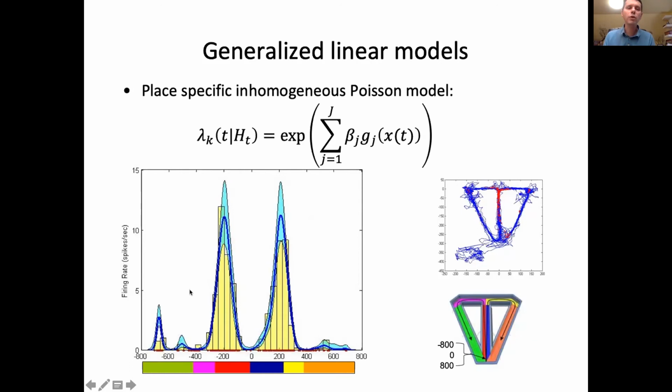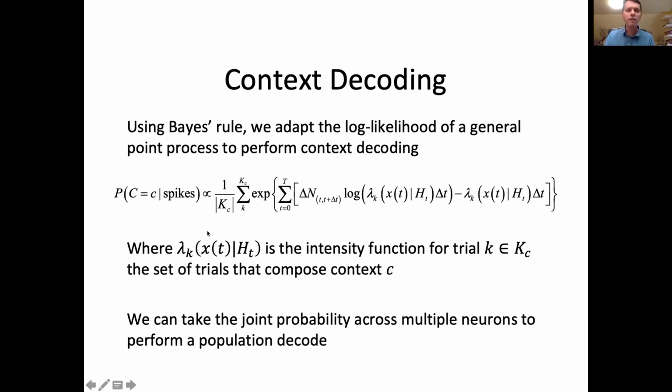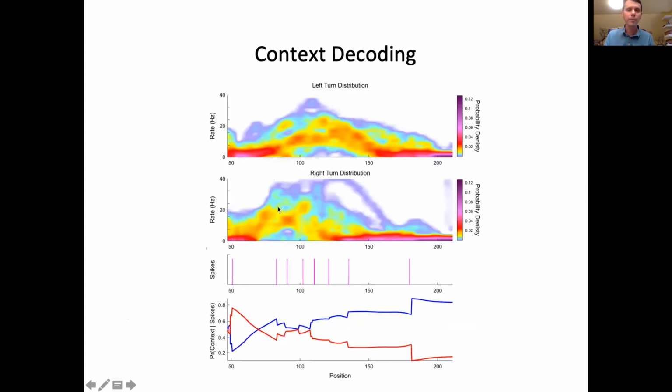And as I said, once we write down this conditional intensity function, the form of the likelihood is completely defined. We already know what that is. We don't have to develop any more theory. And we can use that in combination with Bayes' rule to write down a probability distribution that the context is one of left or right as a function of the pattern of spikes that we've observed. We can do this either for an individual neuron or for a population of neurons as a whole. What I'm going to show here is just for one single neuron.